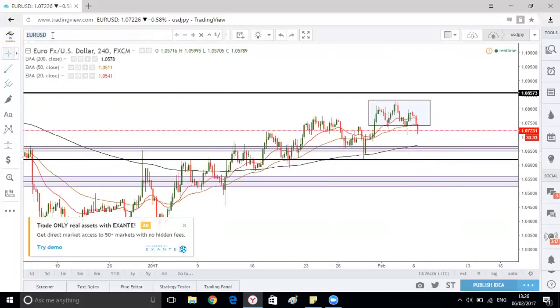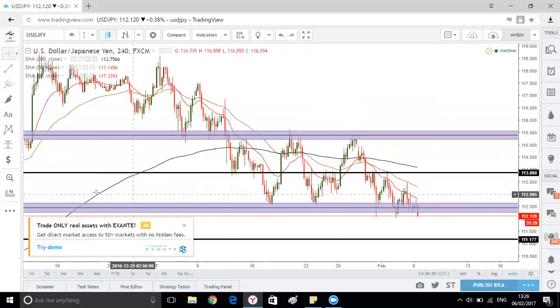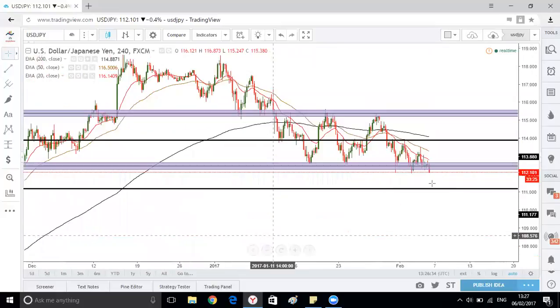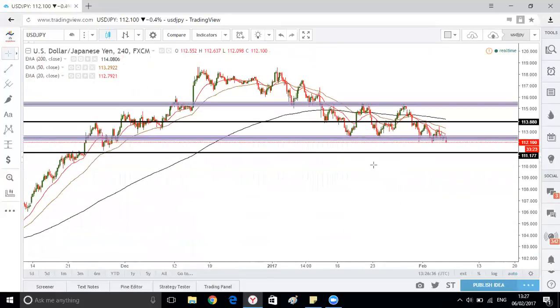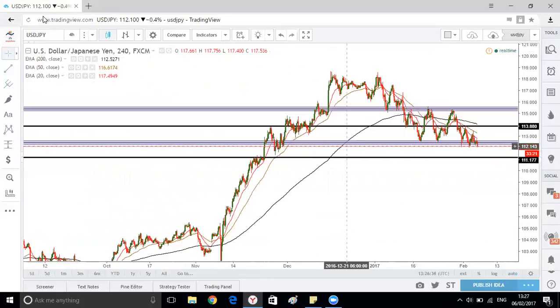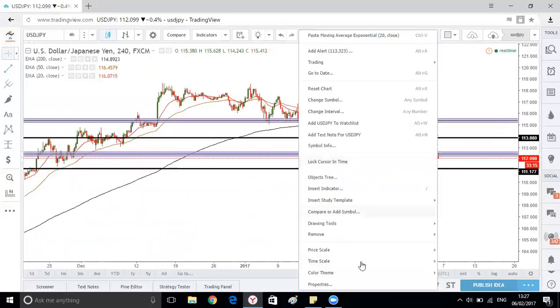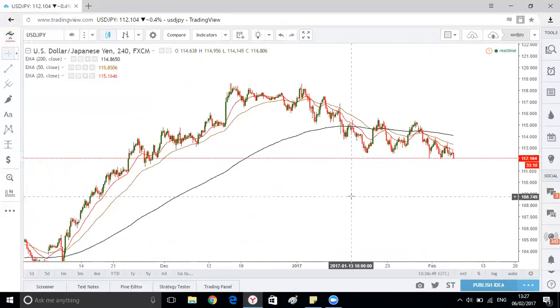Going on to USD/JPY. I was looking at this yesterday and prices did drop. I did manage to get an entry on this, but let me just tell you. I'm just going to take this off and make it a new chart. There we go. Okay, naked chart.